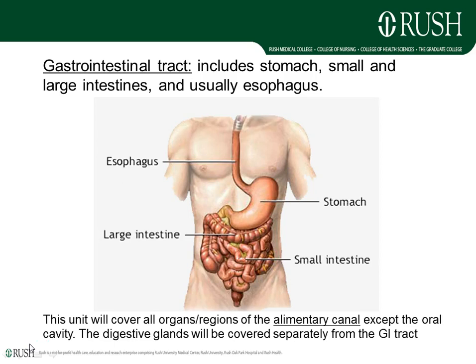This unit will cover all of the organs and regions of the alimentary canal except the oral cavity. The digestive glands will be covered in the next unit and separate from the GI tract.